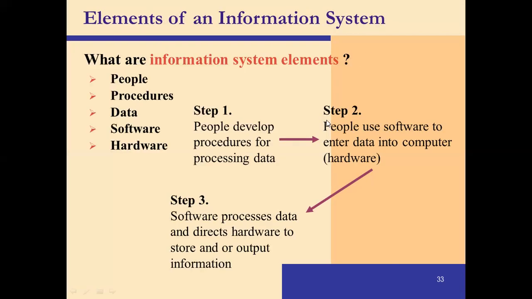The next step of an information system is that people use software to enter data into the computer. This is the hardware part. The software is the first part. Step one, we create procedures. These procedures combine together to make an application or software which is called an information system. Next, the institute uses that software to enter data inside the computer, which is the hardware. Next, the software processes that data and directs hardware to store it or give output information.